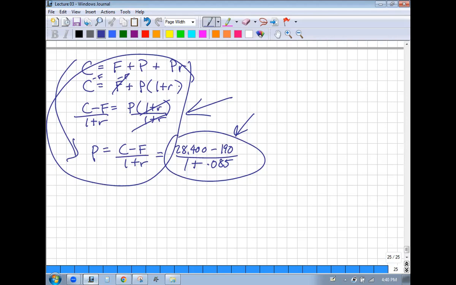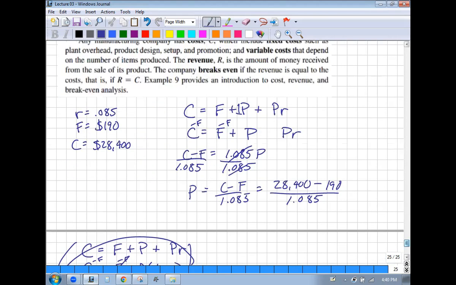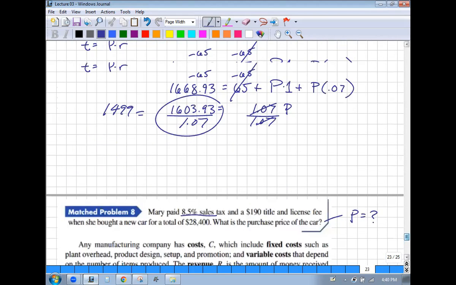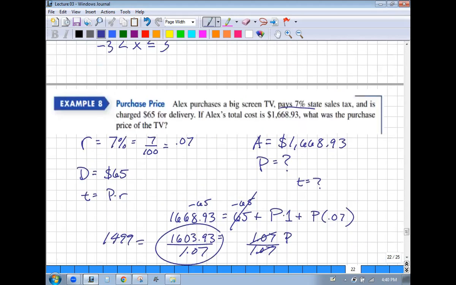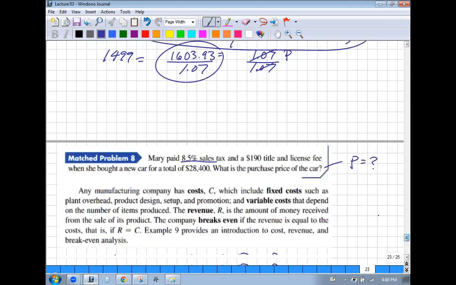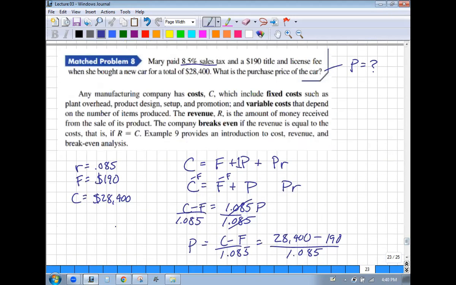Okay, so you could do it with the numbers first, like we did here, just plug the numbers in, so the only thing that's there is the P, that's what you're looking for. Then you can simplify the numbers, get the P by itself, right? But if you do that, then every single one of these problems is a brand new problem, right? But if you work with the letters, it's like I have a rate, I have a fee, and I have a cost, and I need to find out the price, right?